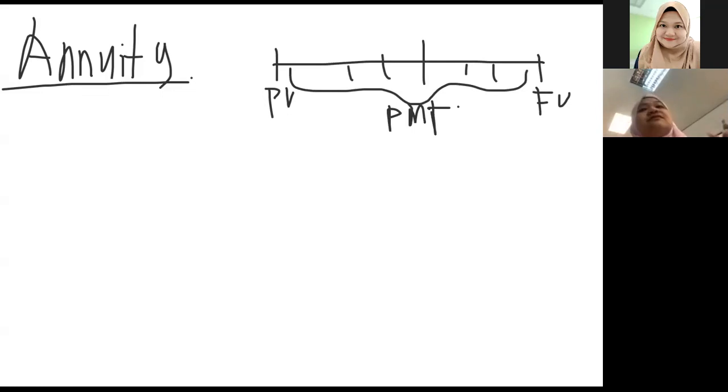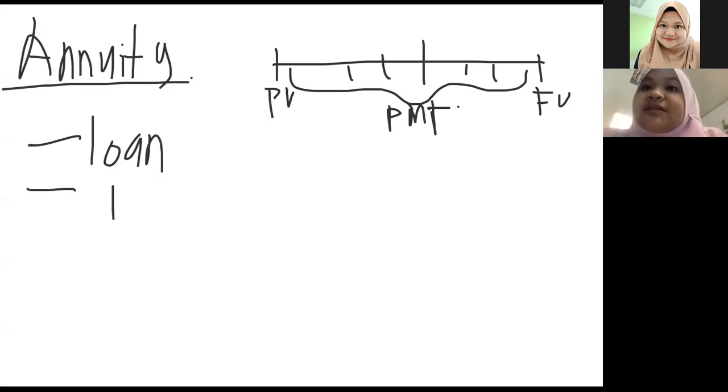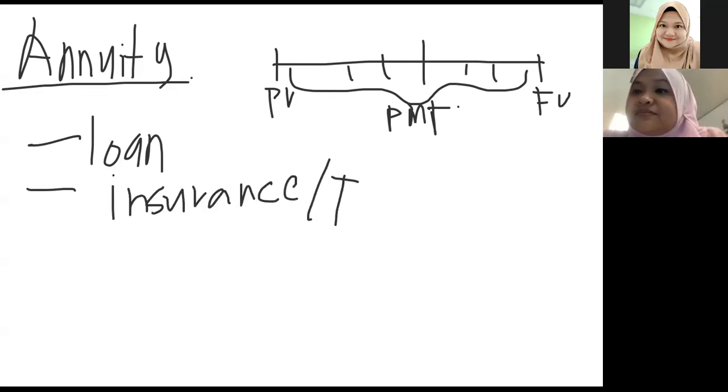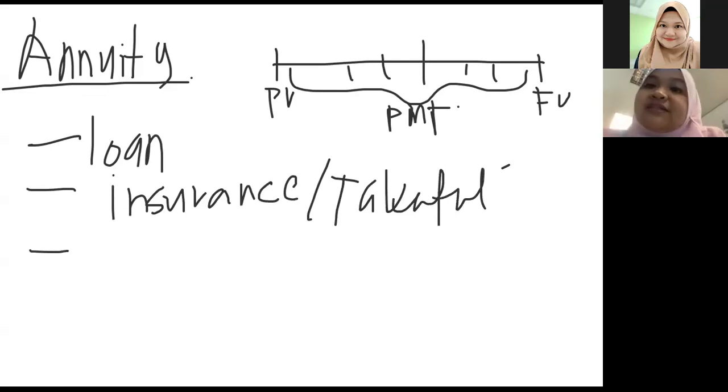So example of annuity can be many things. For example, loan payment, insurance or takaful premium, and also investment.